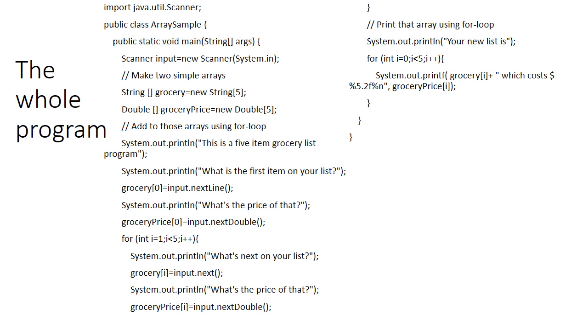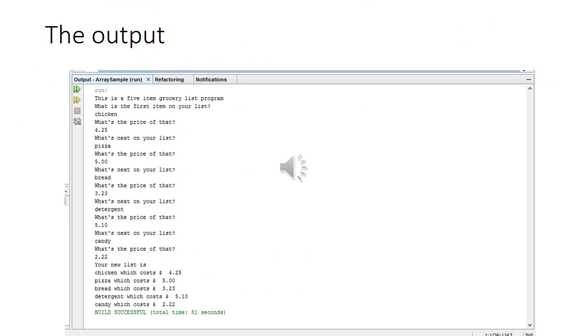Here is the complete final program. As you can see, it's a little bit bigger than it was before, but it's still not a very big program, and it's pretty clear and straightforward. Here is the program output, which allows you to see what I inputted into the program and how it printed it out.